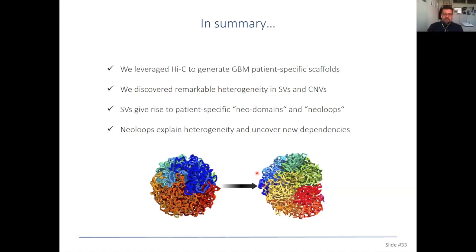The opportunity that these structural variants and copy number variants provide is that they allow patient chromosomes to give rise to neodomains and neoloops that seem to be specific for the most part for individual patients. And these can now not only explain transcriptional heterogeneity, but they can actually be used to uncover new dependencies over the course of time. So this is more or less it.